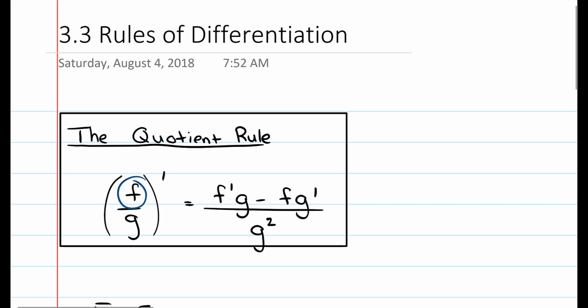So we take the derivative of the numerator times the denominator minus the numerator times the derivative of the denominator divided by the denominator squared. It's very similar to the product rule, except now we're doing subtraction instead of addition, and then we have to divide by the denominator squared.